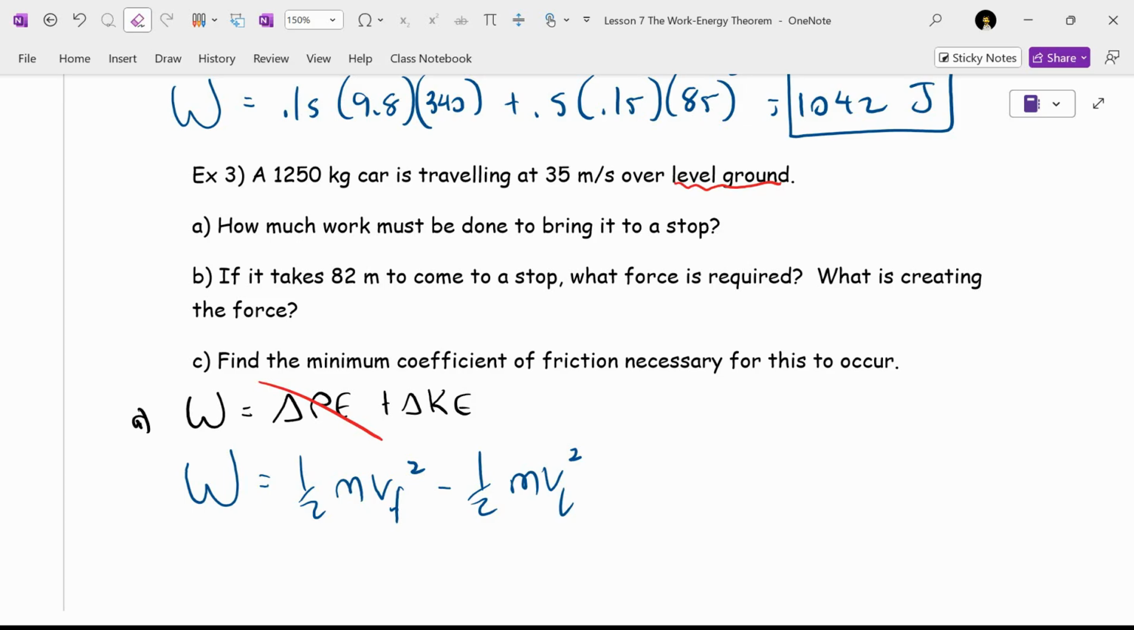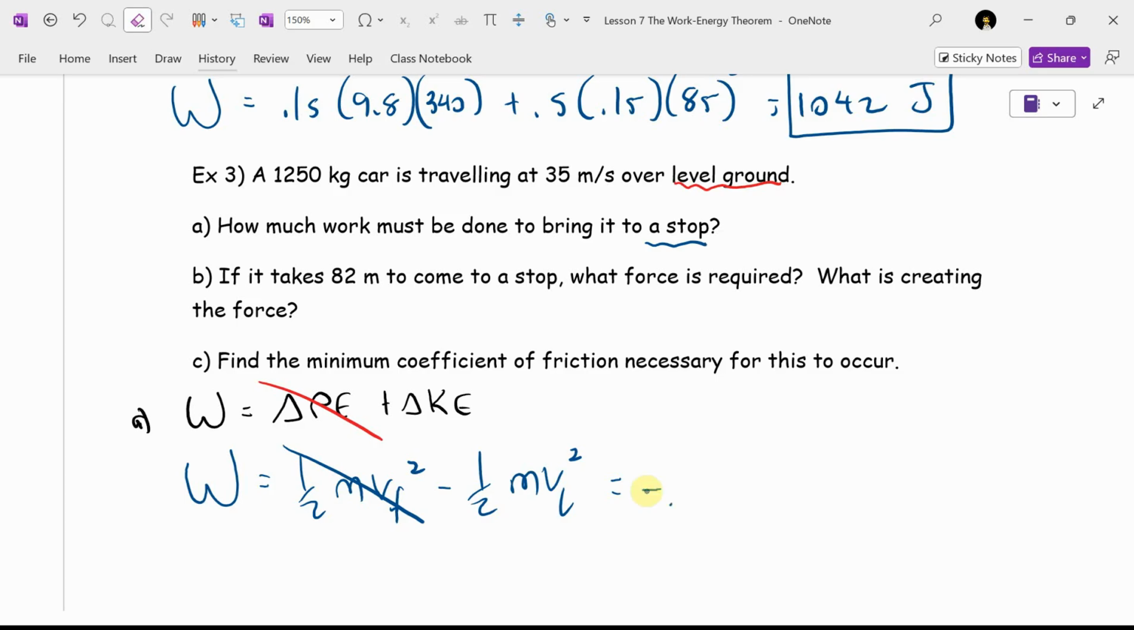Are any of these zero? Careful. Which one is zero? Initial or final? Yeah, come to a stop. Underline stop. Final is zero. We're going to get a negative answer. We should. What it's saying is the car has to lose energy. So it's not a direction concept. It's got to lose some energy.